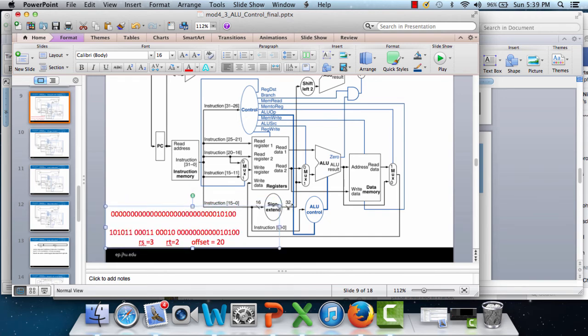Now this value right here comes on up to here and goes through the shift left 2. So the result of the shift left 2 is this. That's the result of the shift left 2.